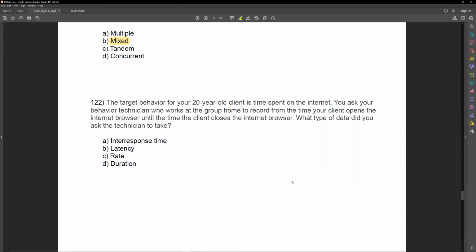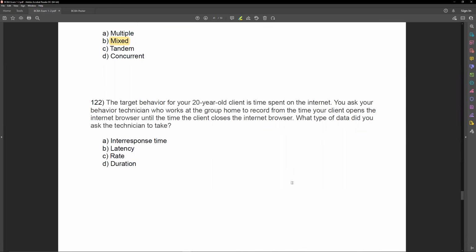122, the target behavior for your 20-year-old client is time spent on the internet. You ask your behavior technician who works at the group home to record from the time your client opens the internet browser until the time the client closes the internet browser. What type of data did you ask the technician to take?